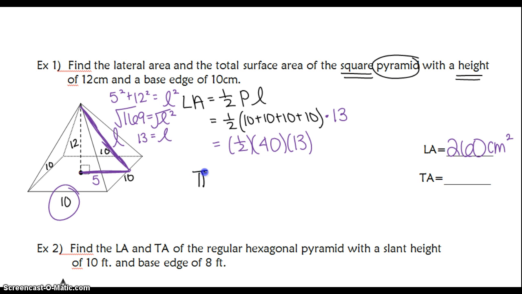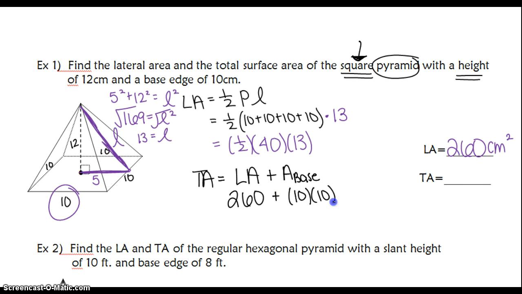For total area, we want to build on the lateral area plus just the area of the base. So go back to the problem. Either you look at the diagram or you look at the words in the beginning. Well, it says it's a square pyramid, so the base is a square. So we take our LA that we found and add it to the area of the square, and that would be 10 times 10. So add 100 to it, and we get 360 centimeters squared.